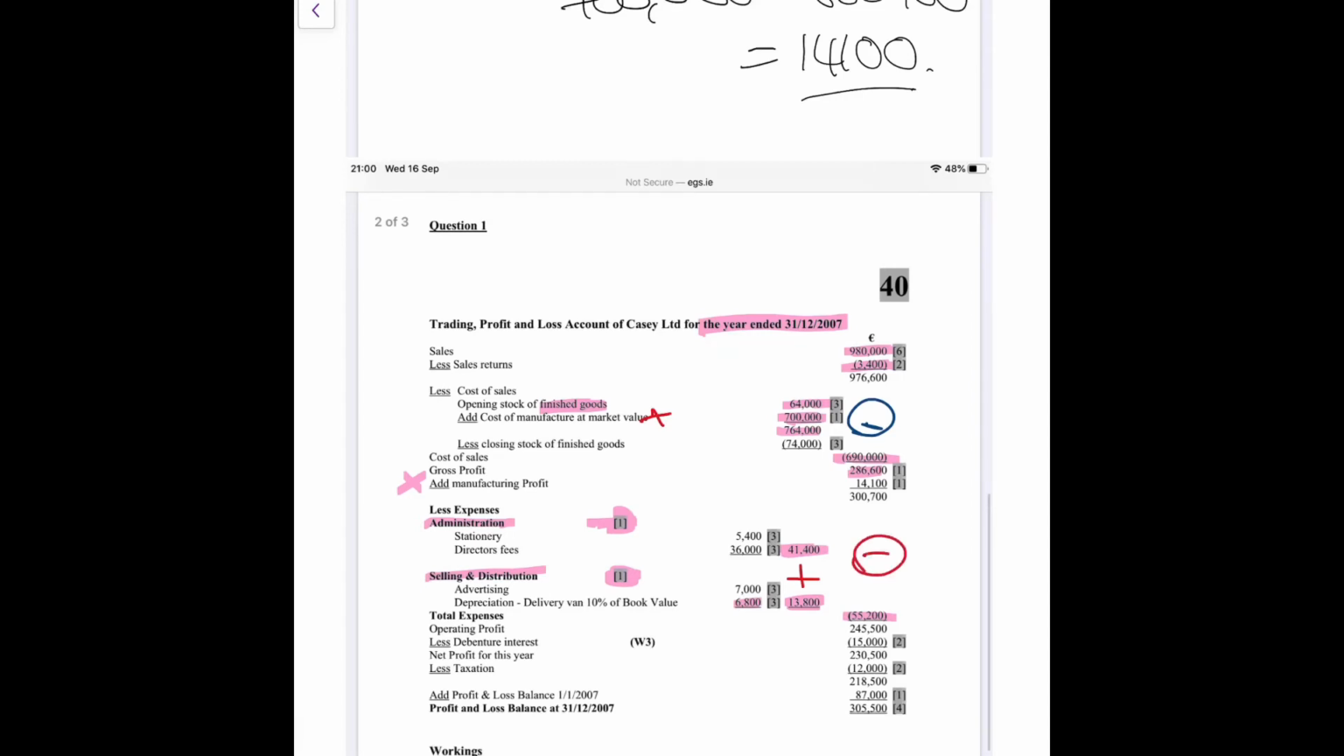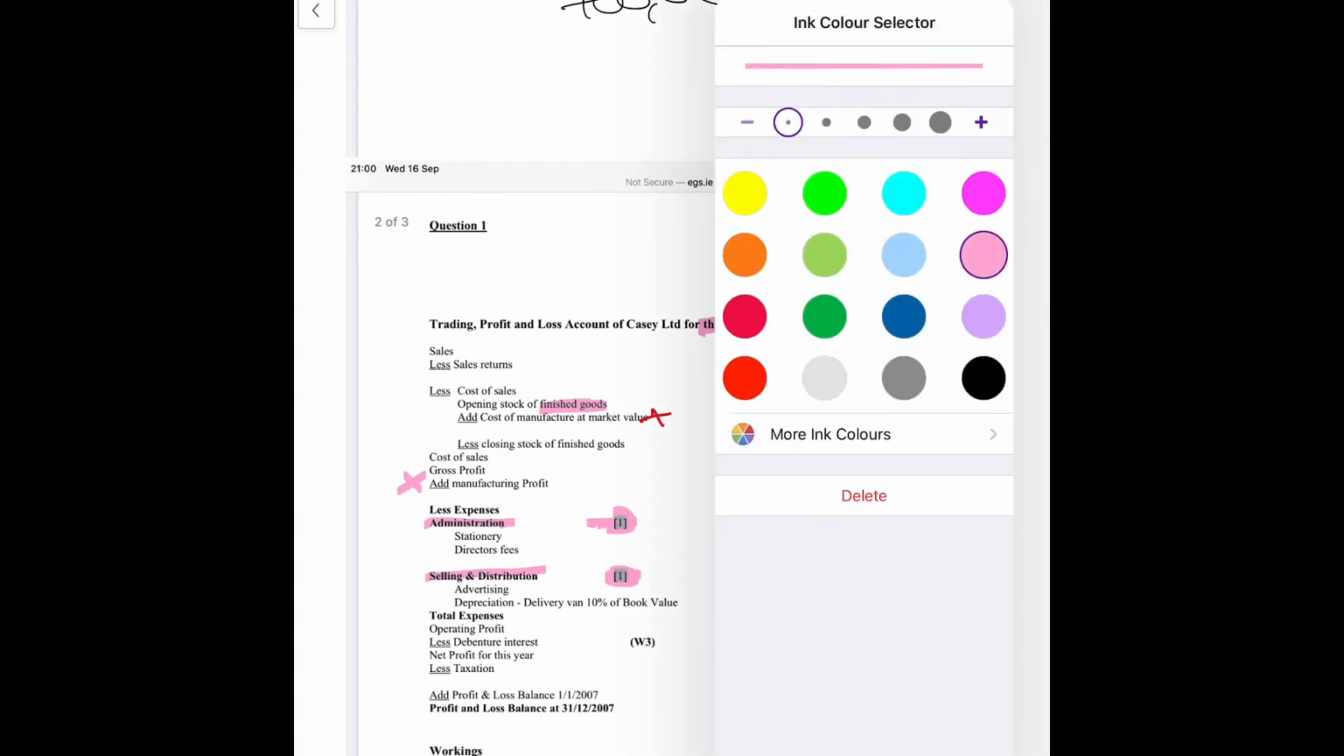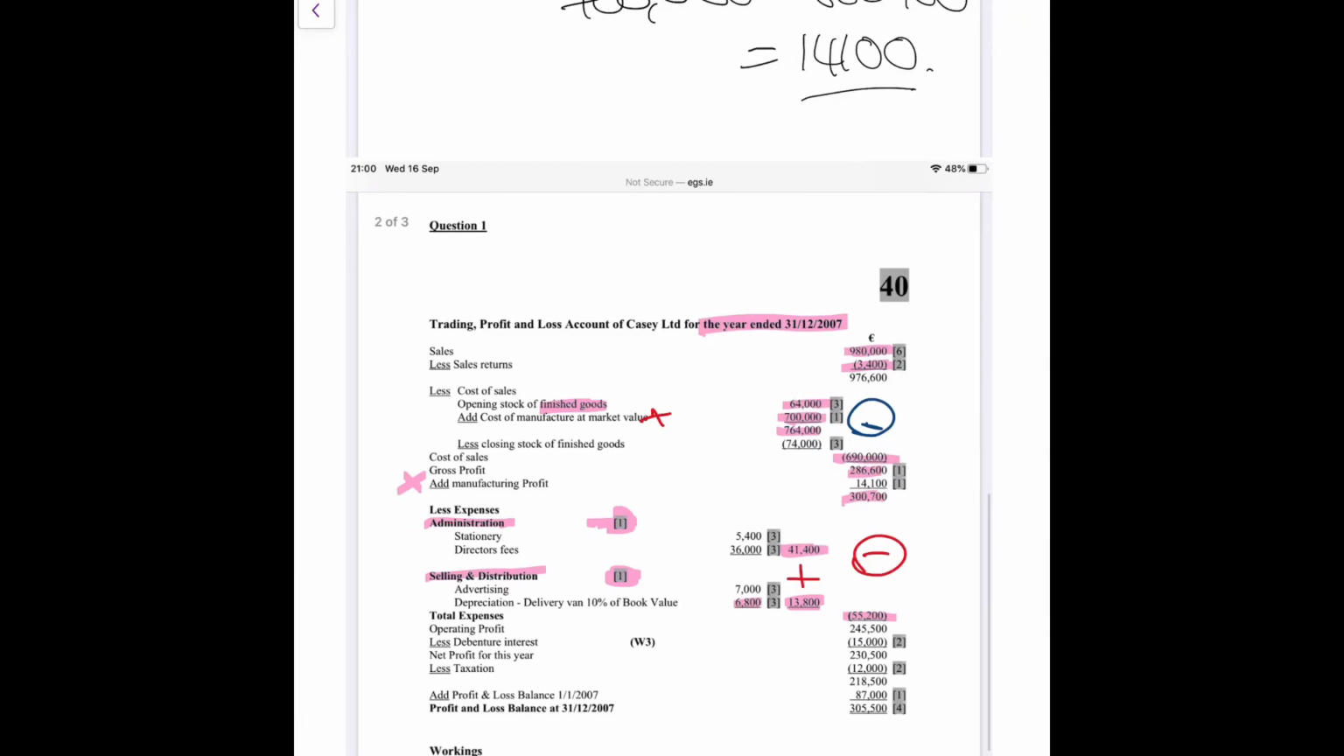You're taking that away then from your gross profit. Okay, so this figure here, the 300,000, because you added your profit in there. So that was our profit so far, but then we had to pay all of these expenses of 55,200. So I'm subtracting those, and it's given me an operating profit of 245,500. And this then is when your interest goes in. So we have our debenture interest, that has to be paid as well. So you're taking that out, and that gives you your net profit for the year.